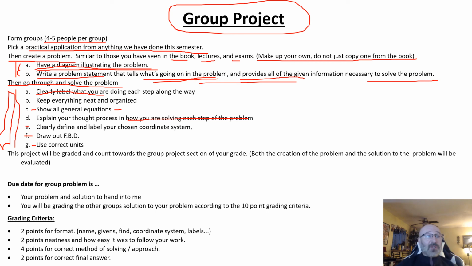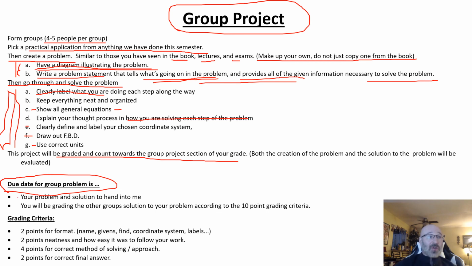So again, this project will be graded and count towards your group project section of your grade. So you're going to have 3 different parts essentially. You're going to have the problem you've created, your solution to that, and your video presentation at the end. And also the other part of this is going to be your solution to the other group's problems. So all of those are going to go together to count towards your percentage of 20% of the group project grade. So I posted the group due date on the syllabus here. If that changes, we'll update you throughout the semester.